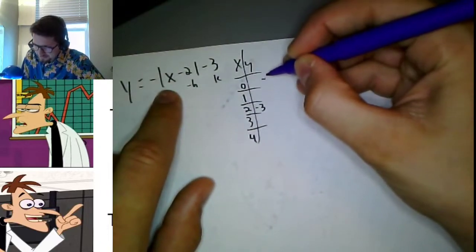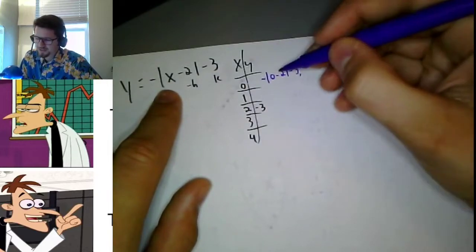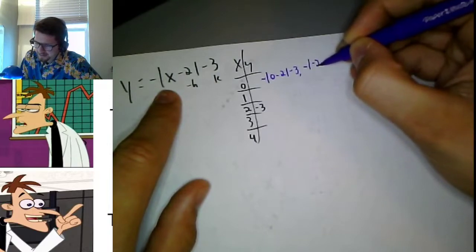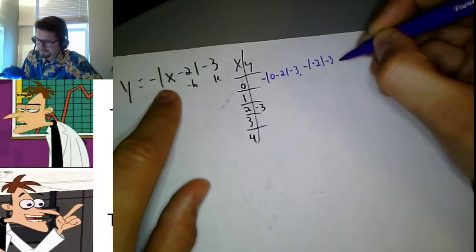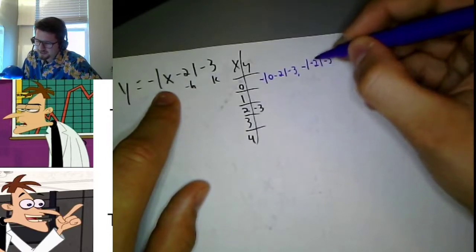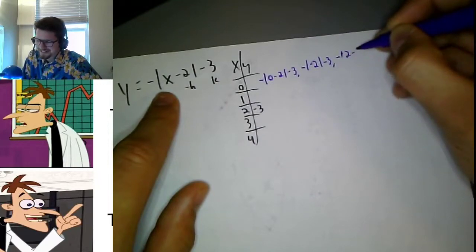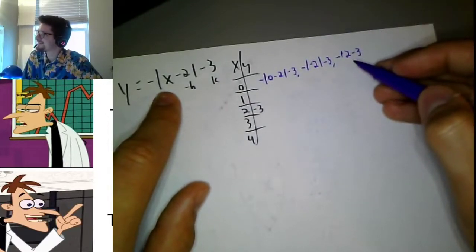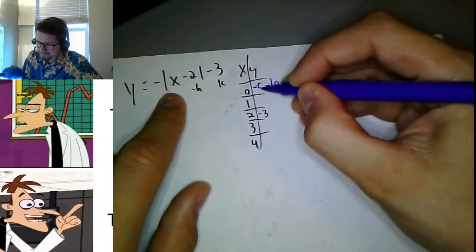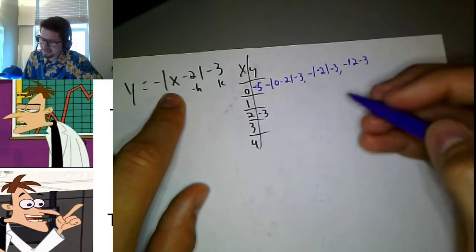0. Negative absolute value of 0 minus 2, minus 3. What's 0 minus 2? Negative 2. So that's negative absolute value of negative 2, minus 3. What's the absolute value of negative 2? This turns into positive 2, so I end up with negative positive 2 minus 3. Negative positive 2 just gives me a negative 2, minus 3 would give me negative 5. This is going to be the part that's going to mess you guys up on these problems. Be careful with your negatives.